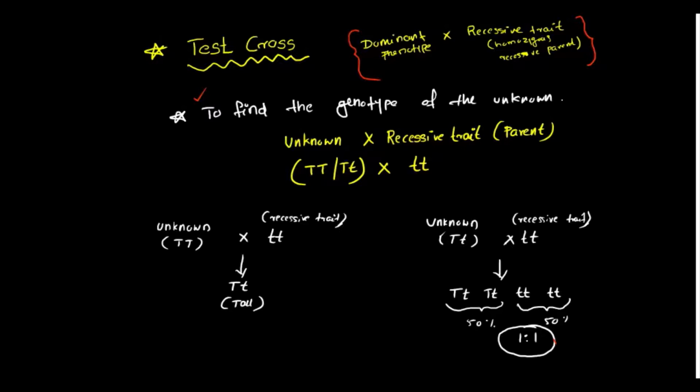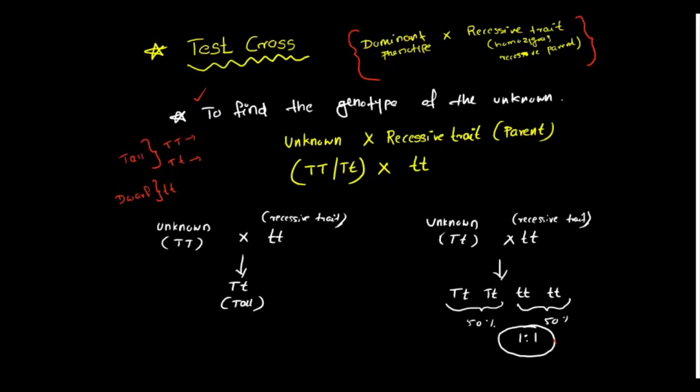We know that in the case of pea plant, the genotype of the tall plant may be capital T capital T or capital T small t. That means homozygous or heterozygous. And the genotype of the dwarf plant is small t small t. That means homozygous recessive. Let's imagine that we get a tall pea plant. How can we discriminate the genotype of that tall plant, whether it is capital T capital T or capital T small t? For that purpose, we are using this test cross.